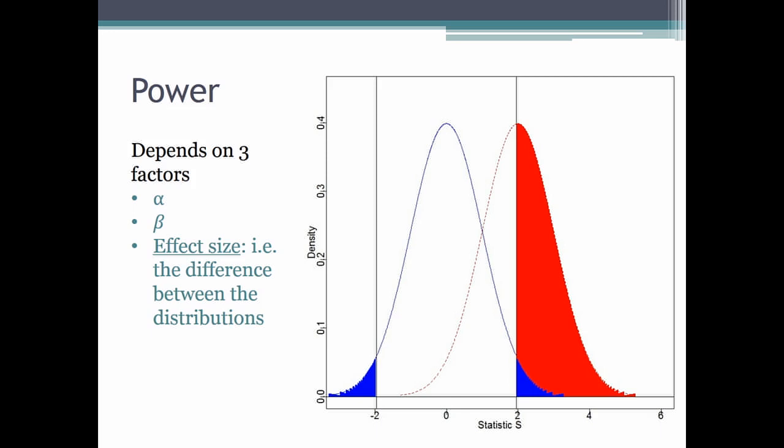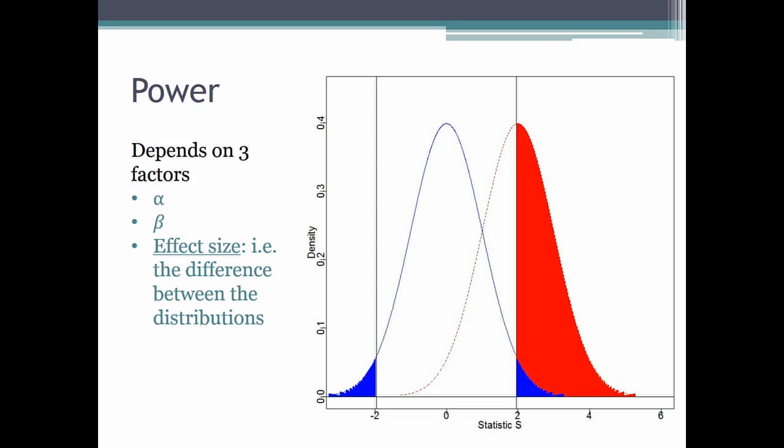It depends on those two errors, on what you choose for alpha, what you choose for beta, and it also depends on the separation between the distribution of your statistic under the null and the distribution of your statistic when the null is false. So here on the right would be, let's say, a distribution of the statistic under the alternative hypothesis. The red area is power. The blue area is type 1 error. And so you're going to have more power when the two curves are further apart.